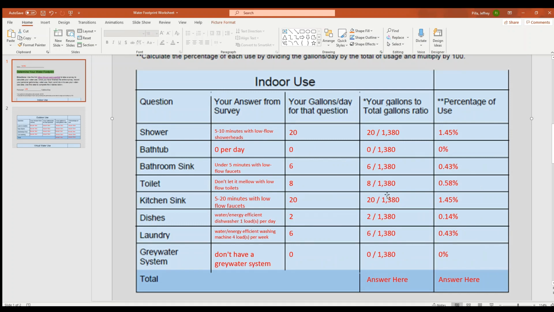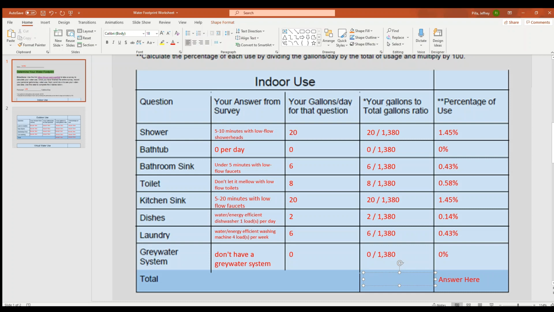Alright, and like I said, I just skipped ahead, so I had this entire table filled out. The only thing that I did not do was this total section down here. So let me show you how to do that real quick. For this total, you're going to do your gallons to total gallons ratio, okay? And what this is ultimately going to represent here is your total indoor use compared to your total gallons, okay? So in order to do that, the first thing we're going to do is add up all of these numbers on the left-hand side of our ratio, okay? So let's do that real quick.